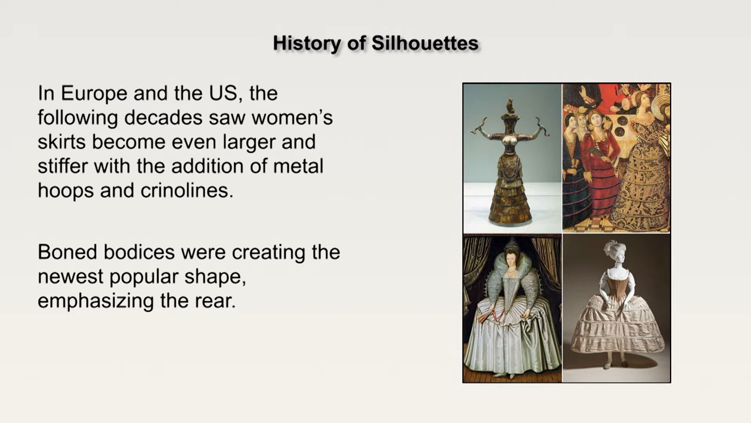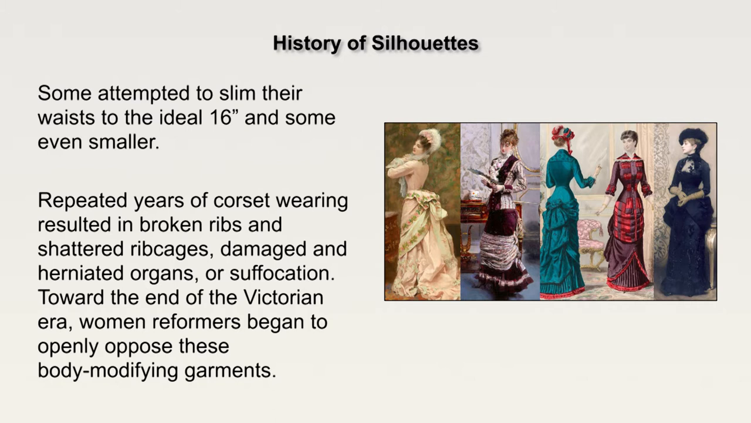In Europe and the US, the following decades saw women's skirts become even larger and stiffer with the addition of metal hoops and crinolines. Boned bodices were creating the newest popular shape, emphasizing the rear. Some attempted to slim their waist to the ideal 16 inches and some even smaller.